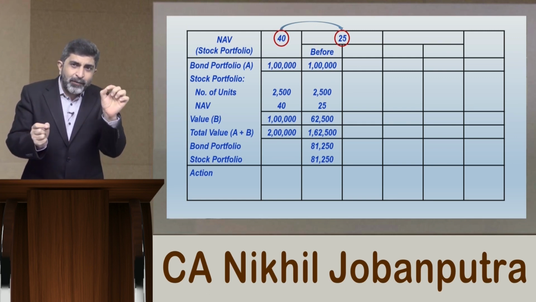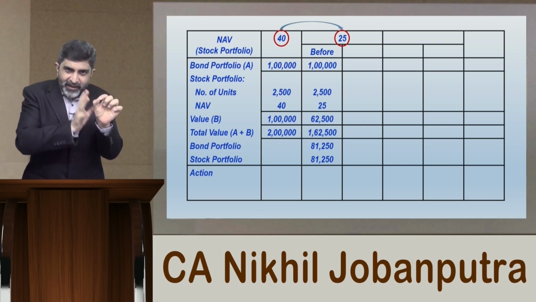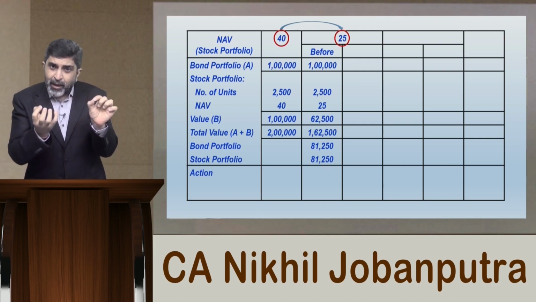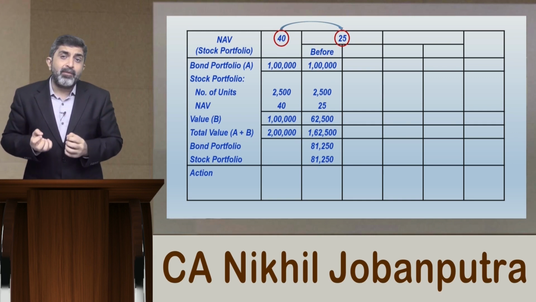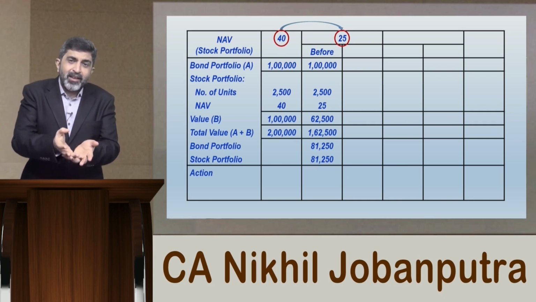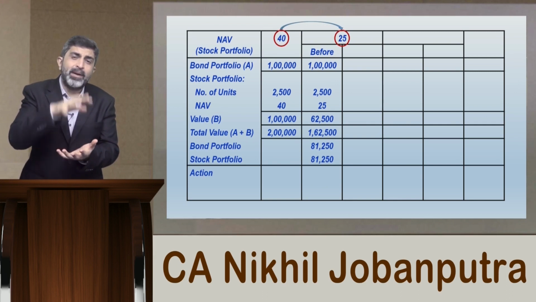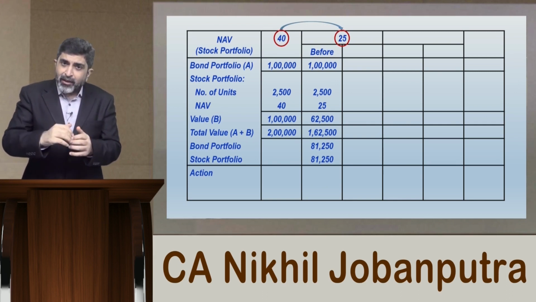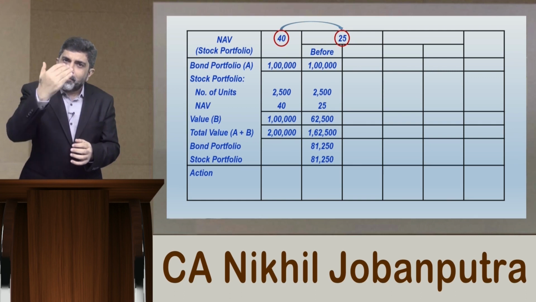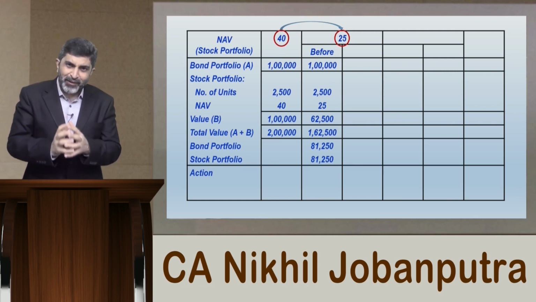So when the NAV was 40, I made some investment. When the NAV is coming down to 25, I would want to make more investment in my mutual fund portfolio, which is the equity oriented mutual fund, and the source of this fund will be the money drawn from the bond investment.